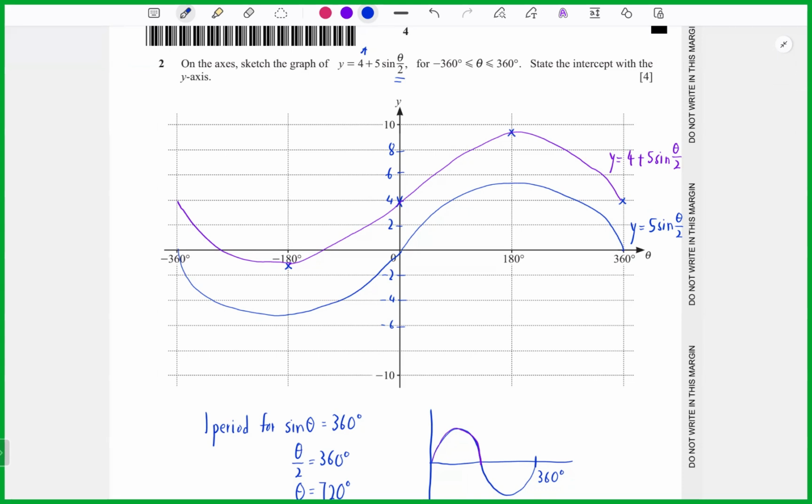For my suggestion, you can draw the original first. After that, you try to imagine by yourself, moving upwards 4 units. Make sure you erase the blue parts, leaving the purple. Okay, purple is the answer in your question papers.